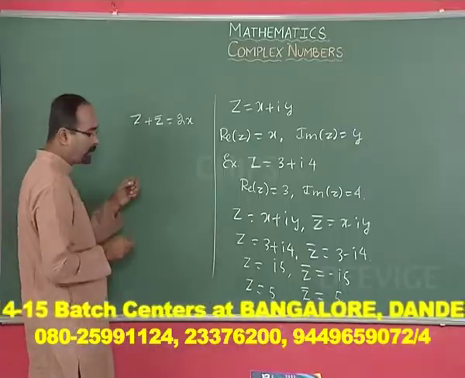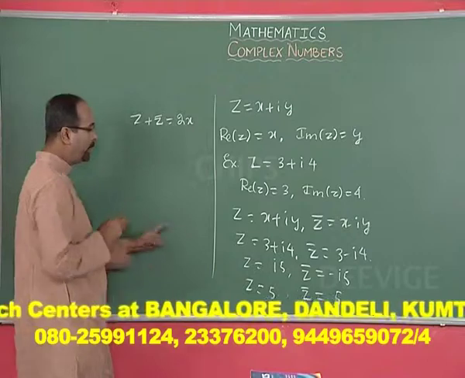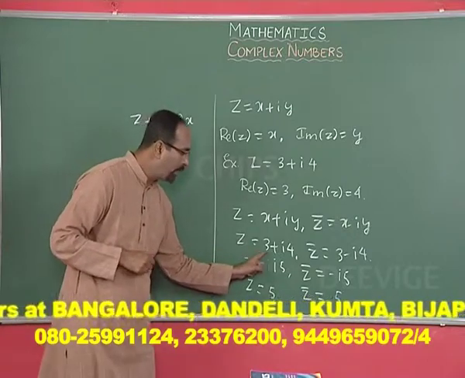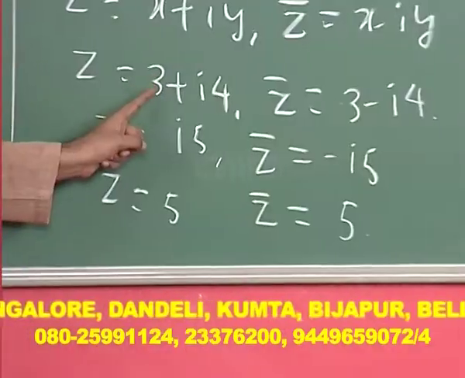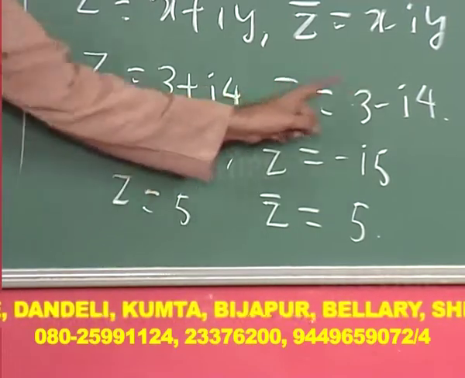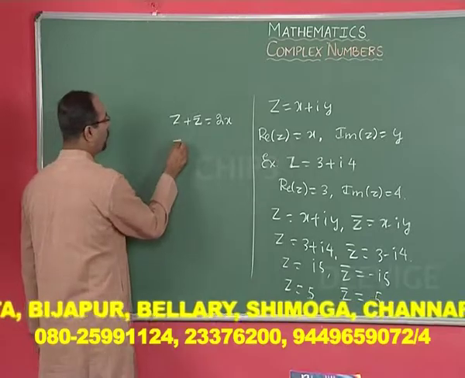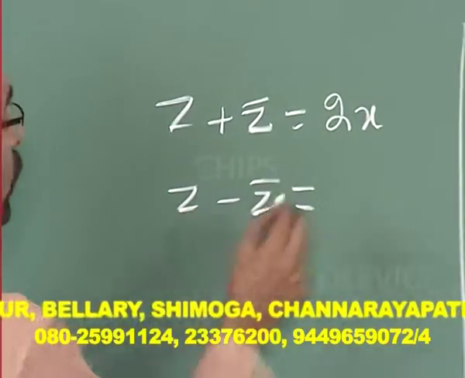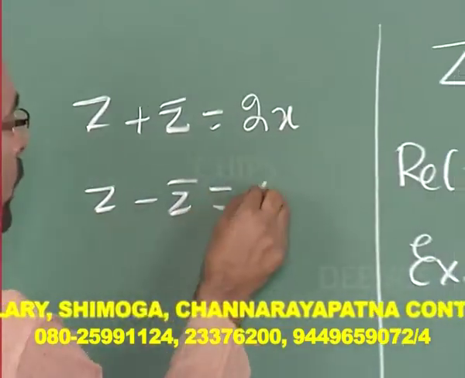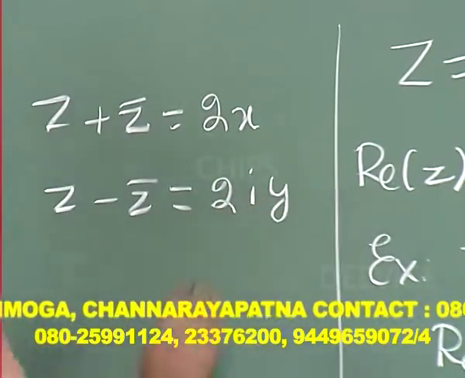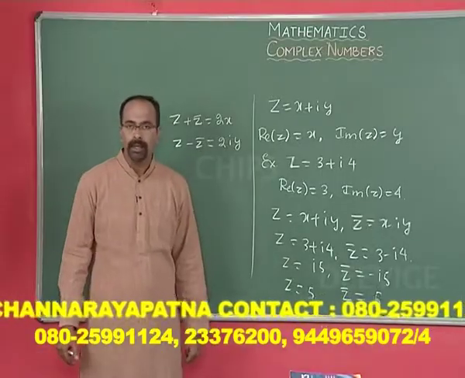And what happens if I say Z minus Z bar? Z is 3 plus 4i. Z bar is 3 minus 4i. If I subtract, I will get 4i plus 4i, that is 2 times 4i. Z minus Z bar is equal to 2 times 4i, or I can write it as 2i times y. Z minus Z bar is purely imaginary.